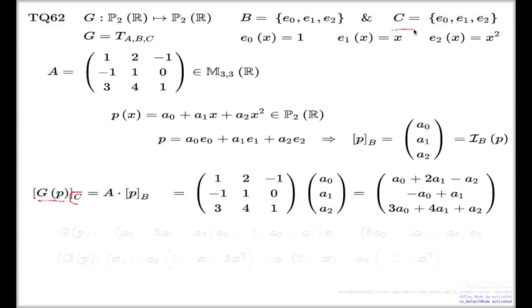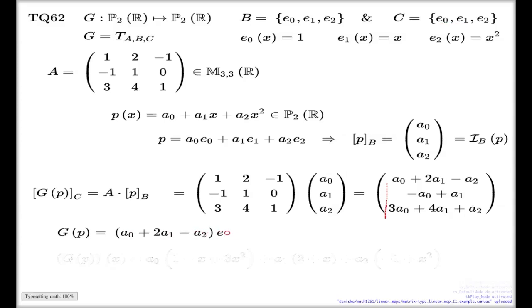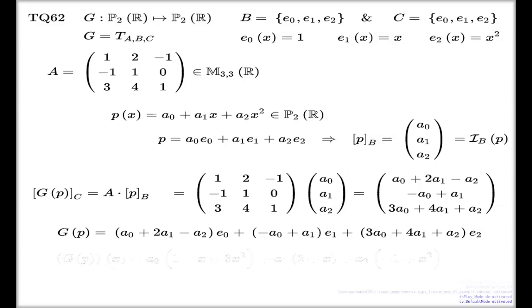Here it is. Now the result itself, G of P, will be the elements of my C basis combined with these coefficients. Here's the combination. First coefficient, A0 plus 2A1 plus A2, times the first element of the basis, E0. Second coefficient, negative A0 plus A1, times the second element of the basis, E1. And the last coefficient, 3A0 plus 4A1 plus A2, times the last element of my basis.